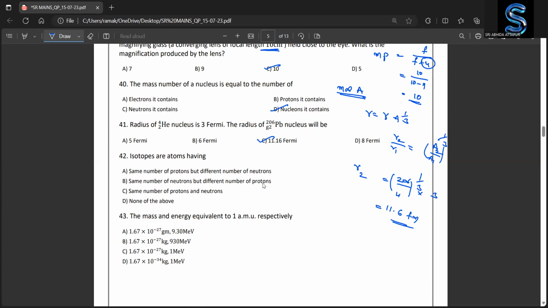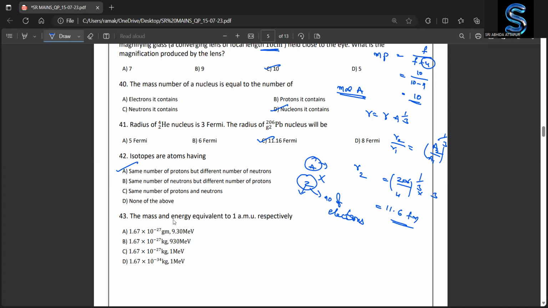So when we consider an atom, here Z represents the atomic number. The atomic number represents the number of electrons or the number of protons, whereas the mass number represents the sum of protons and neutrons. So here, isotopes have the same number of protons but a different number of neutrons. Based on that, we can represent that the option is 1.